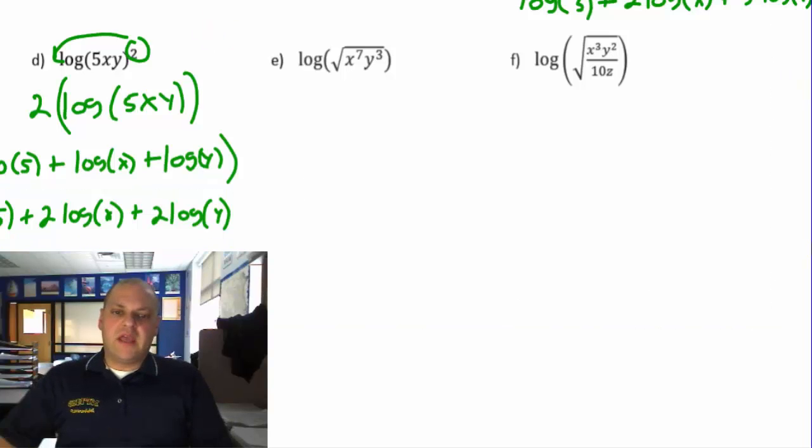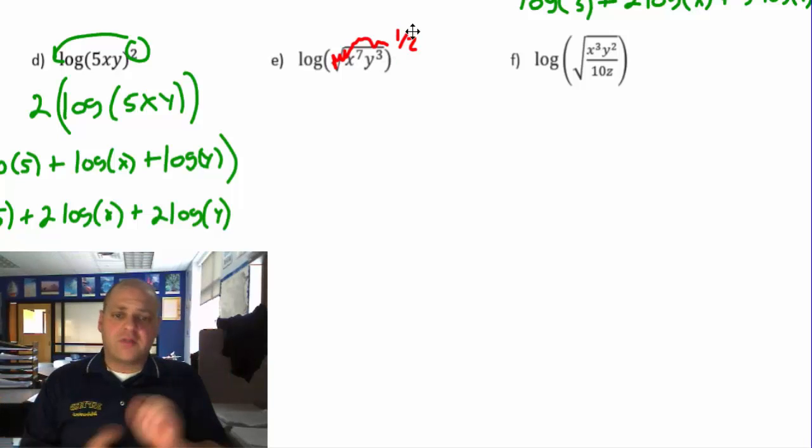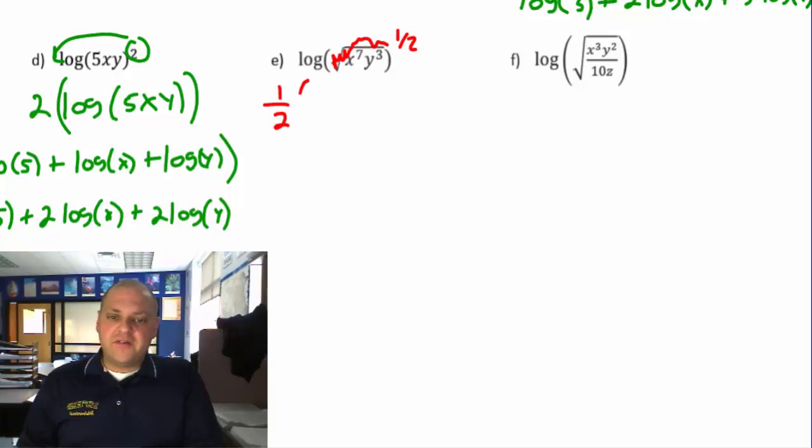All right. So now we have this one here. The radical, remember, is raised to the 1/2. So I'm going to get rid of that radical and just say raised to the 1/2. That's exactly what the radical means. We did that in exponents, right? So this is going to be half log of x to the 7th, y to the 3rd.